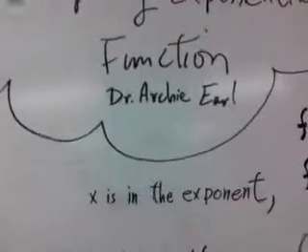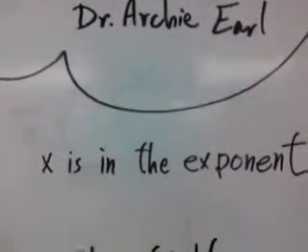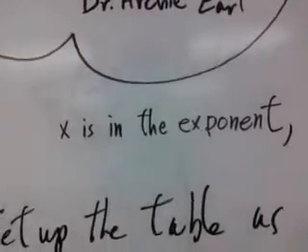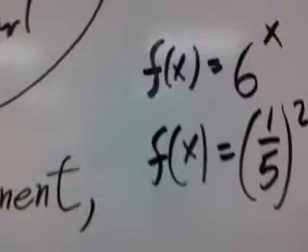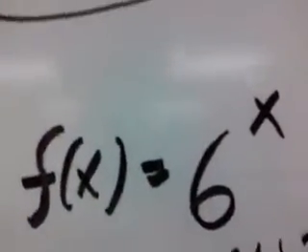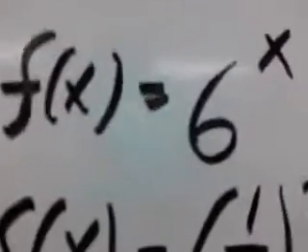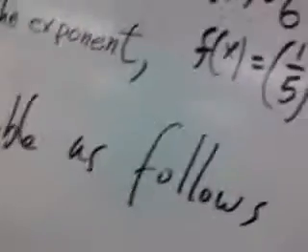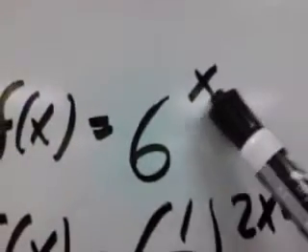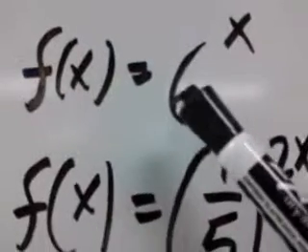What are exponential functions? Exponential functions are functions wherein x is in the exponent. For example, f of x equals 6 to the x power. As you can see here, x is indeed in the exponent. This is the exponent here. So you can see that we have x in the exponent. So this is an example of an exponential function.